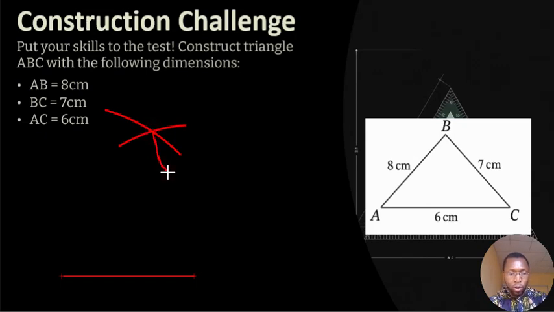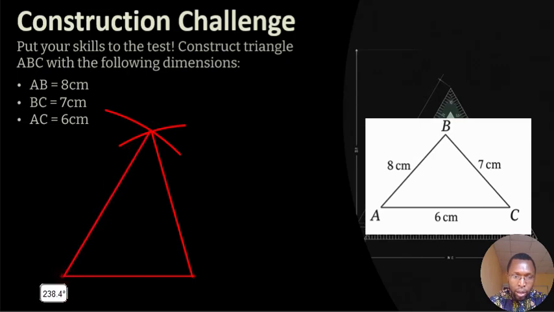I get my pencil. This point where the two arcs intersect, I will now join it with the first end of the base. You get it now? Then the same point where the two arcs intersect, I will join it with the second end of the base, and that is it. I have succeeded in doing that. So I can now label. This side is 8 centimeters.